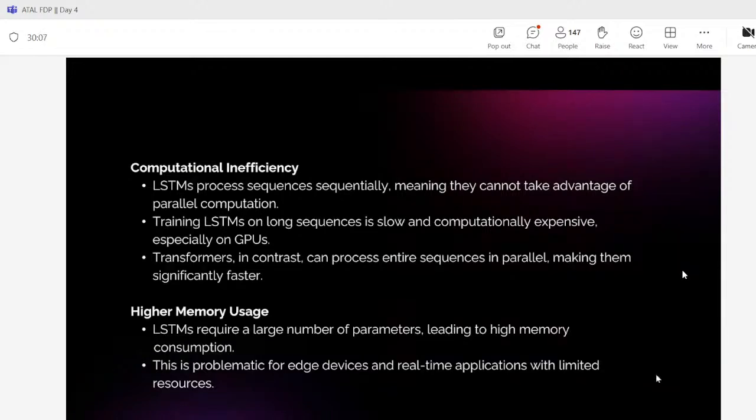And then higher memory usage. Of course, LSTMs require a large number of parameters leading to higher memory consumption. This is problematic for edge devices and real-time applications with limited resources. So in devices like edge devices and real-time applications, when they are fully depending on time series and timestamps, the data varies across various timestamps. It is very difficult with limited resources.